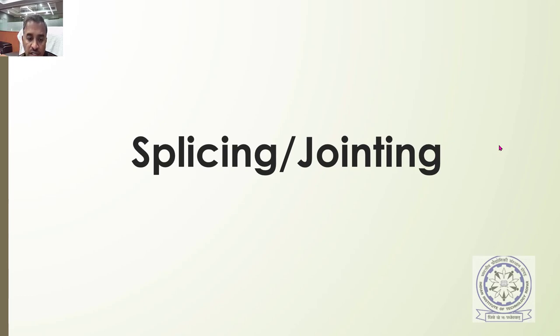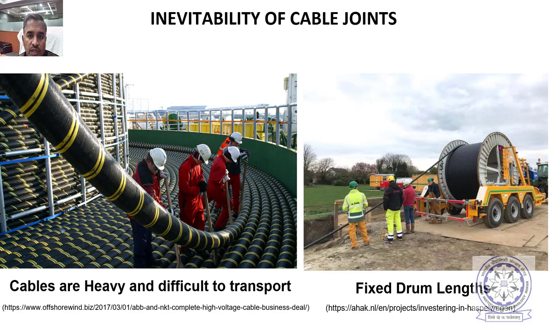Splicing and jointing, or jointing. So, inevitability of cable joints. Cables are heavy and difficult to transport, and the drum length is fixed. So, due to these limitations, we have to use joints to join the cables that are produced in different lengths.